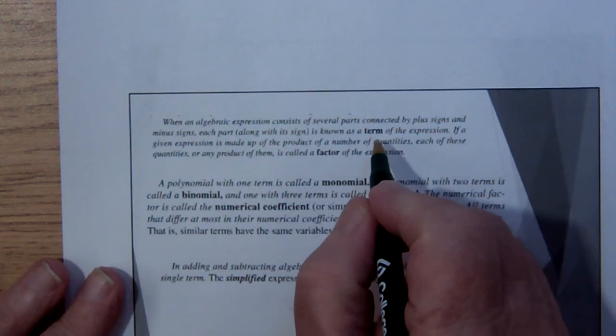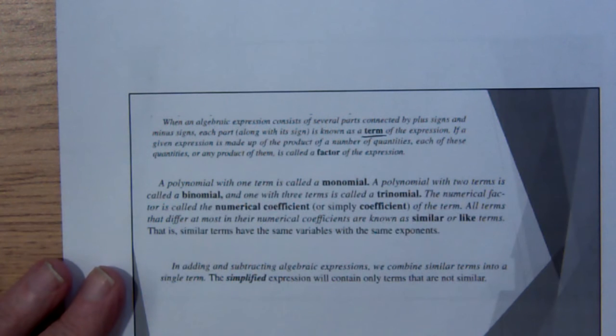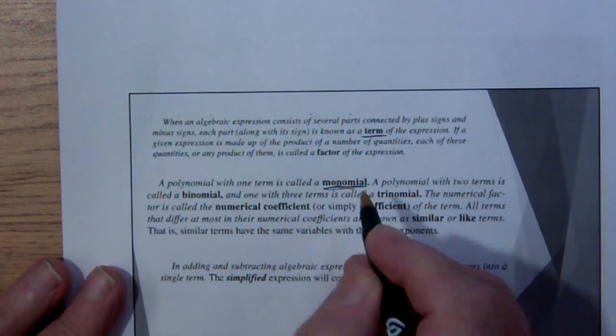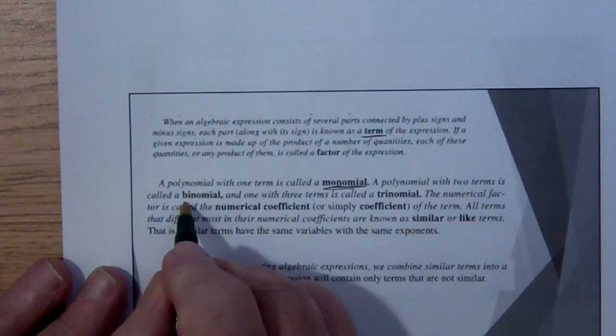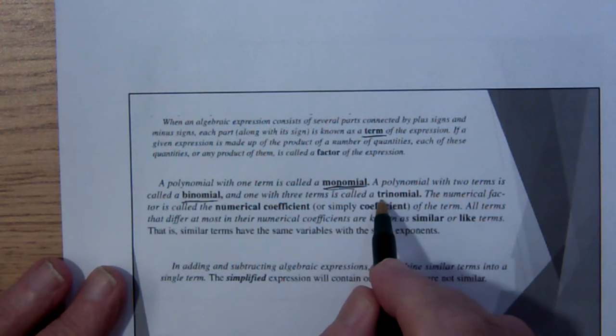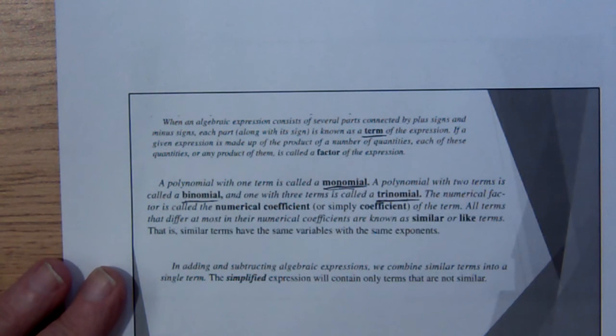First important thing for us to talk about is a term. And a term is something that is separated by a plus or minus sign. If there is one term, it's called a monomial, like a monorail at Disney World. If there are two terms, it is called a binomial, like a bicycle with two wheels. And if there are three terms, it is called a trinomial, like a tricycle when there are three terms.